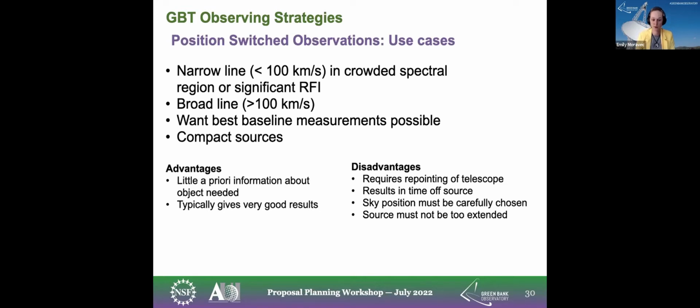What's great about this is you don't have to know the redshift of your object. It typically gives really good results. But the disadvantages are that it requires repointing of the telescope, and you have to carefully choose your reference area, and your source can't be too large or extended that your reference data would have your source in it.